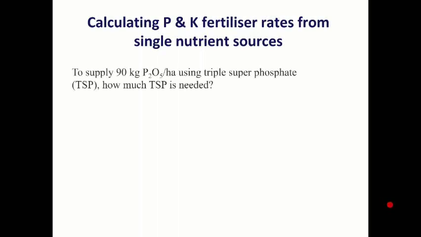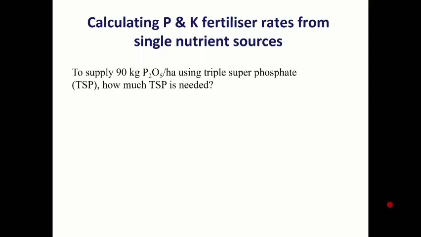Okay, so how do we calculate phosphorus and potassium fertilizer rates from single nutrient sources? So this is a relatively easy calculation. I'm just going to show you here how I tend to do this. And I know not everyone does math the same way that I was taught to do math years ago. I tend to always want to put the units of whatever I'm having in my calculation in the calculation so I can keep track of them.